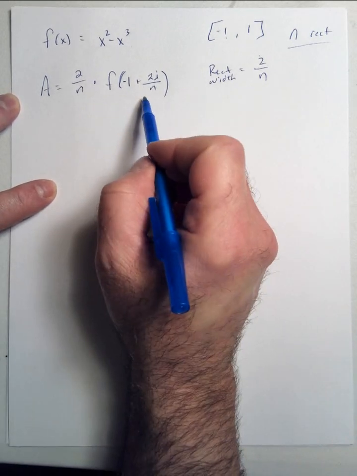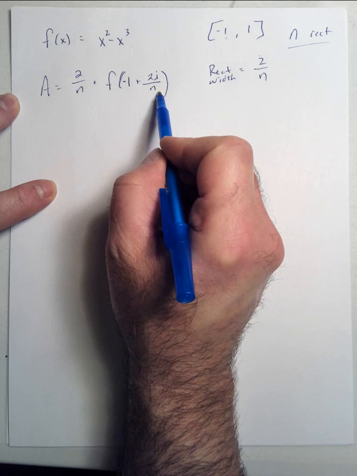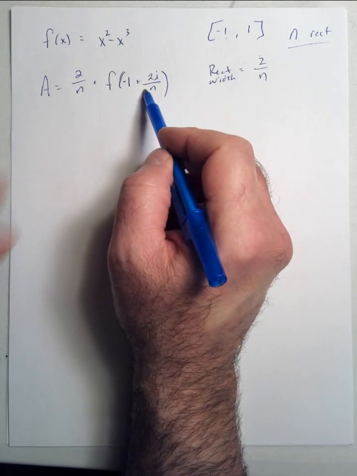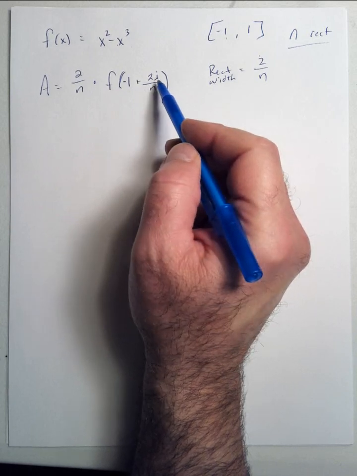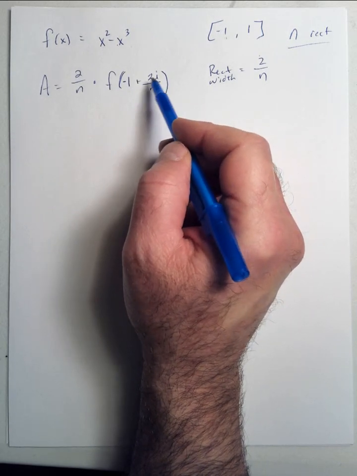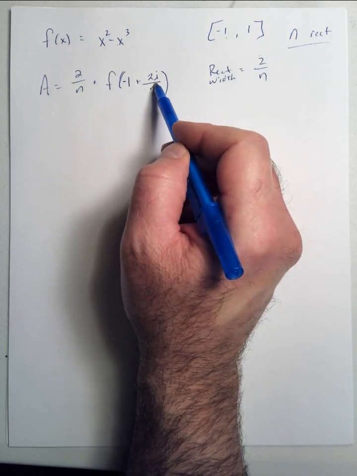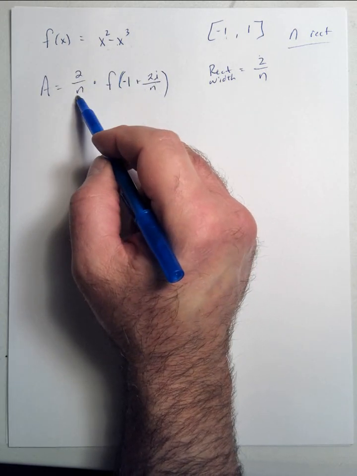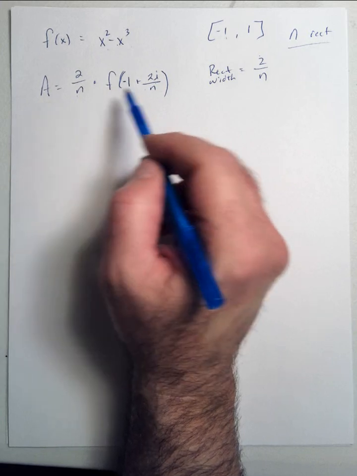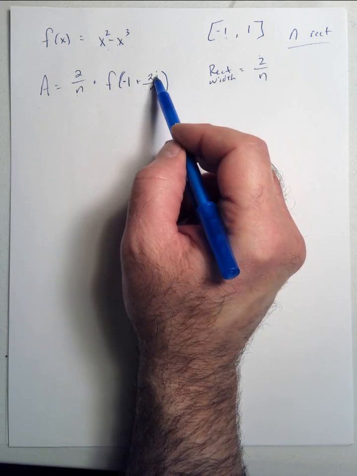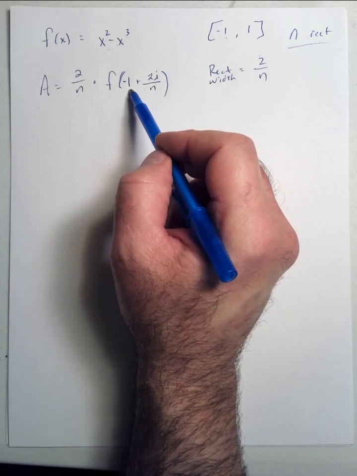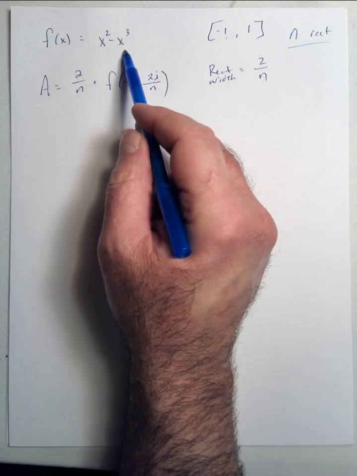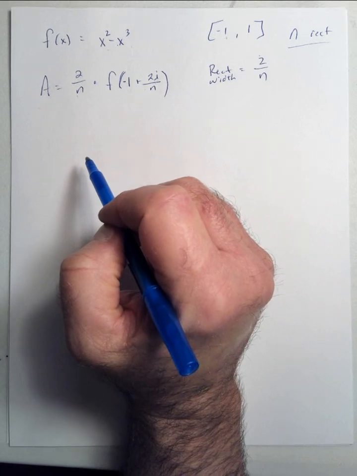So again, what does this do? This gets me to the right end point of the rectangle. Plugged into the function gets me the height of that said rectangle. So the first right end point is going to be -1 plus 1 rectangle width. Plugged into the function gets me the height for that rectangle, times the width is the area of that rectangle. When i is 2, you get 2 widths added on to the left end point, takes you to the second rectangle's right end point. Plugged into the function is the height of that rectangle.